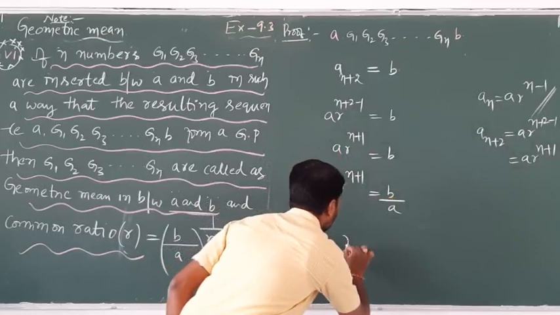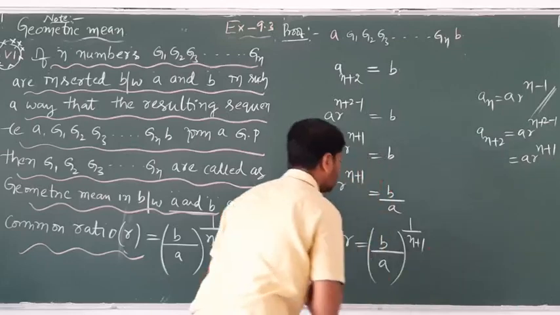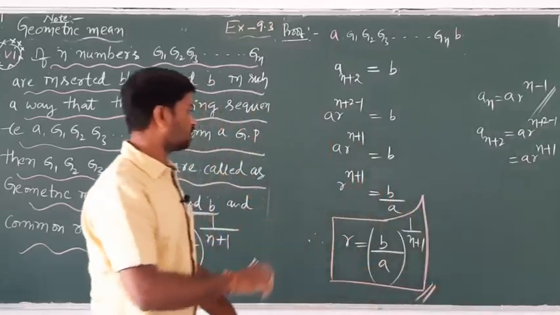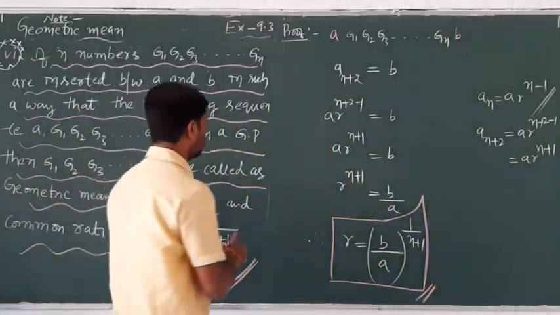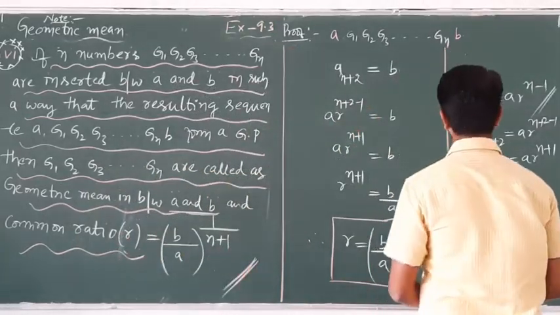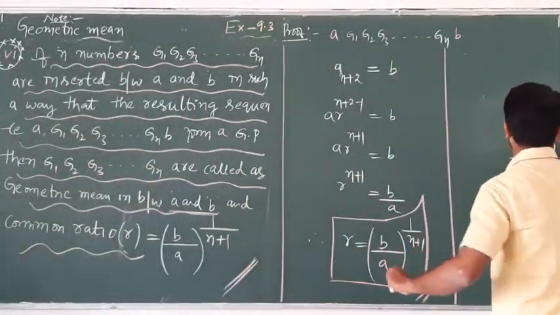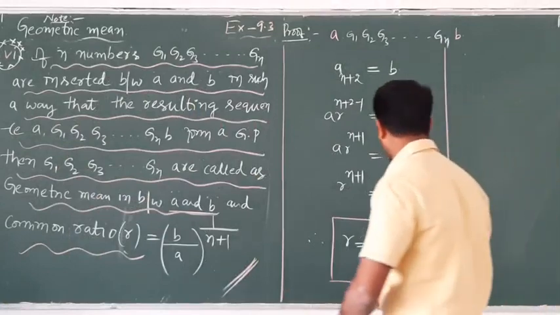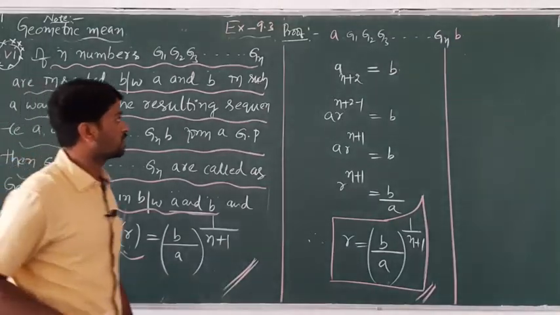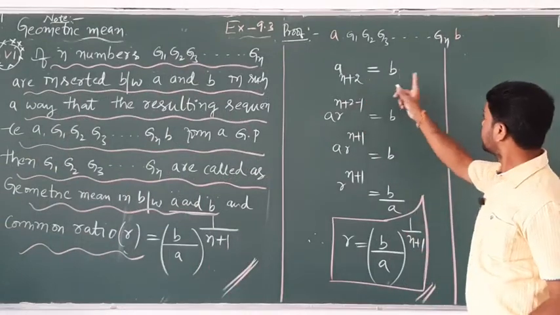Therefore R is equal to (B by A) whole power of 1 by n plus 1. Wonderful proof. It is one of the very, very important ones. Be careful. Next, here G1 is equal to what? The first number means AR. What is the R value? (B by A) whole power of 1 by n plus 1. Up to here understand: the nth term means A into R power of n minus 1.